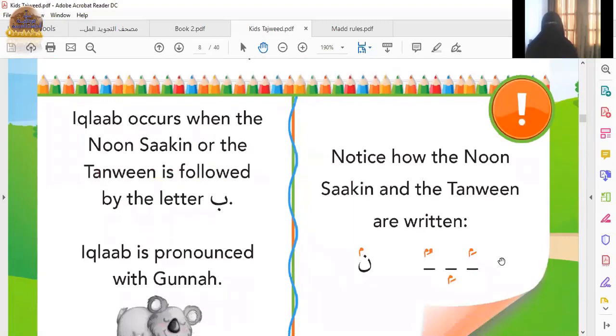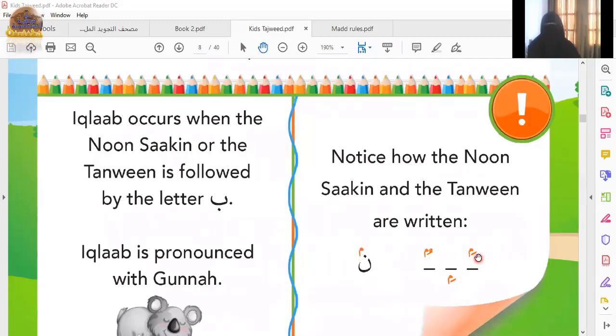Second thing, we want to know the form for Iqlab. We know that Noon Saakinah and Tanween rules are done with the Noon Saakinah and Tanween. Here are the forms for Noon Saakinah and Tanween in the Iqlab rule. When we see this sign, a small Meem on top of the Noon, it means we will do Iqlab rule here.